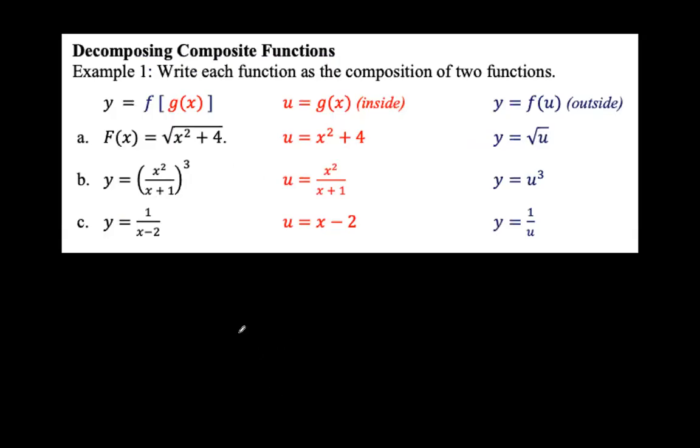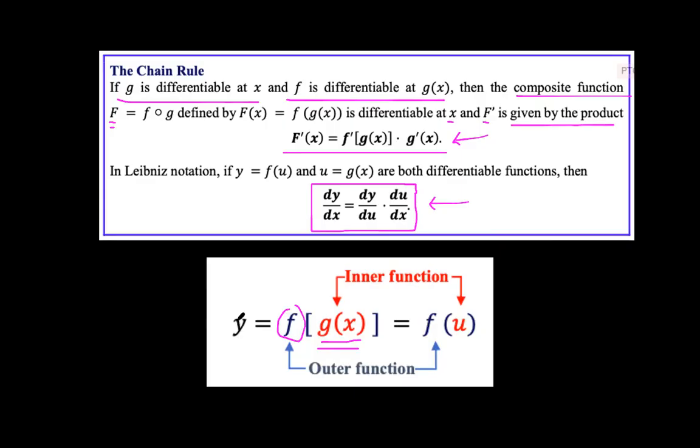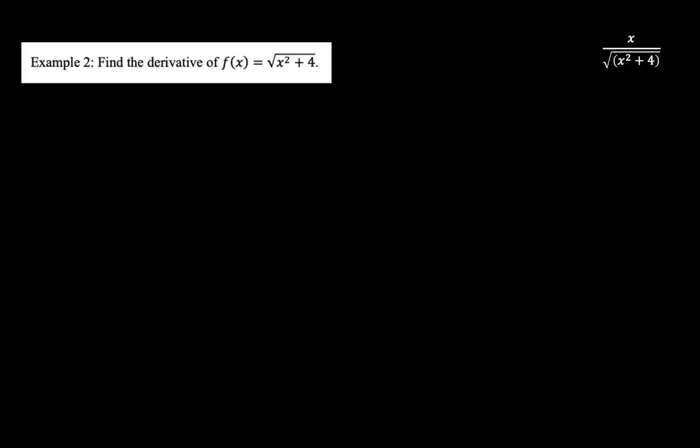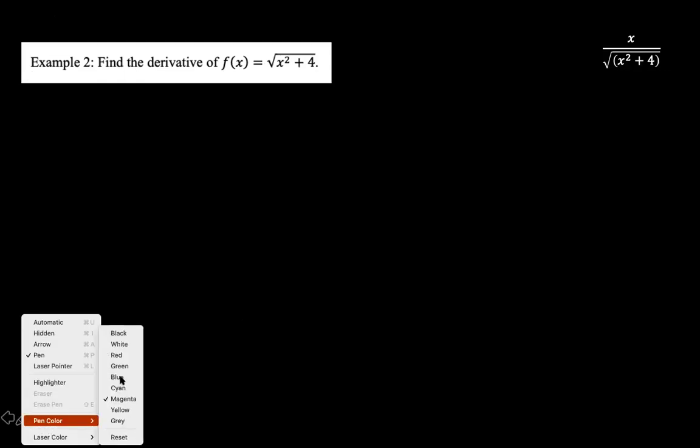Okay, so let's try solving problems. Let's have example number 2. Find the derivative of f of x is equal to the square root of x squared plus 4. Here, we can do two methods. We can use the usual way, and the other one is with the use of u. All right, so let's start solving.